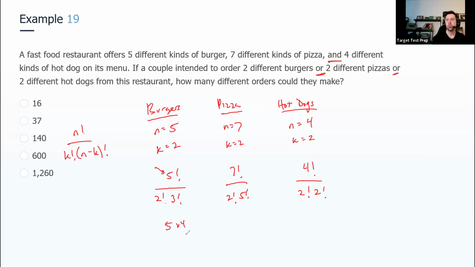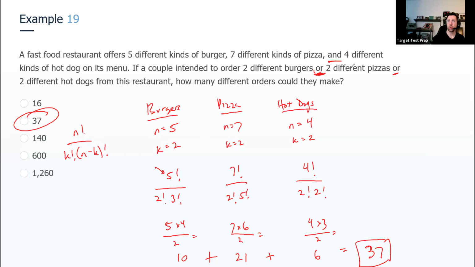So then we have 5 times 4. Then we cancel the tail with the 3 factorial over 2. So that's 20 over 2, so that's 10. This is 7 times 6. 5 factorial cancels out over 2. So that's 21. And this is 4 times 3. Cancel out 2 factorial over 2. So that's 12 divided by 2, so that's 6. And then here we go, we're going to add these to get 37. Okay, it says or here and here, but why? Why mathematically are we not doing the fundamental counting principle anymore of just multiplying at each step?